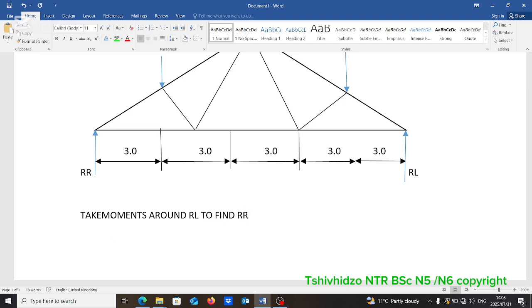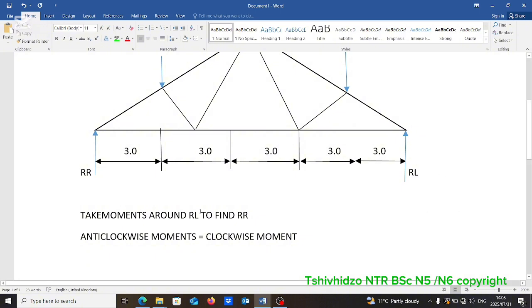RR. So we are going to apply the law of moments by saying anti-clockwise moments equals clockwise moments. Remember, we are taking our moments around RL.